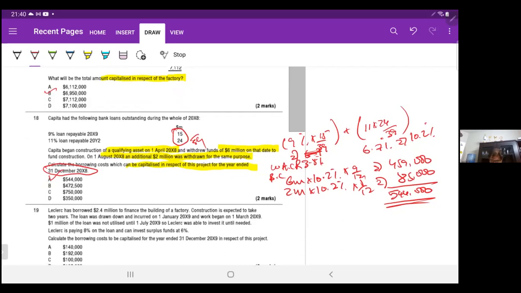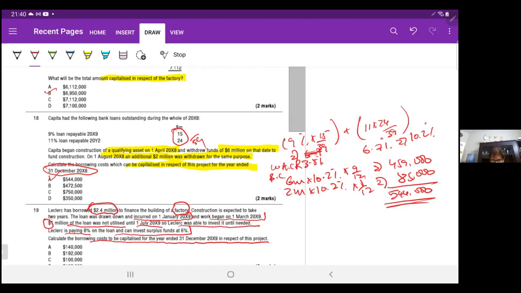Leckler has borrowed 2.4 million to finance the building of a factory. Construction is expected to take 2 years. The loan was drawn down and incurred on 1st January 2009, and work began on 1st March 2009. $1 million of the loan was not utilized until 1st July 2009, so Leckler was able to invest it until needed. Leckler is paying 8% on the loan and can invest surplus funds at 6%. We have to calculate the borrowing cost to be capitalized for the year ended 31st December 2009 in this project.